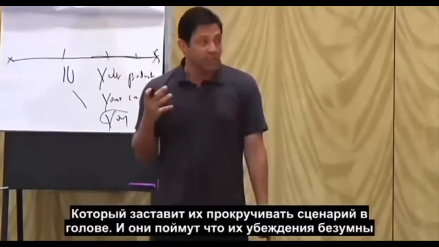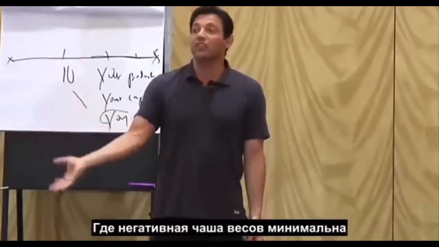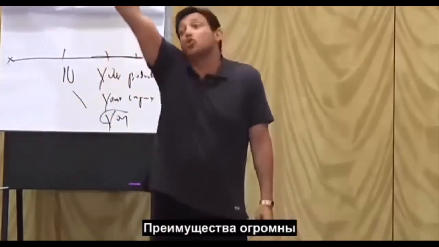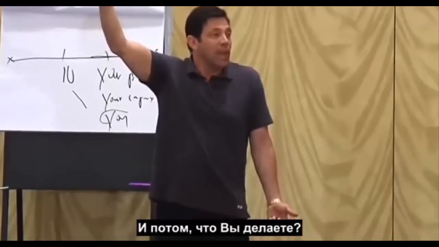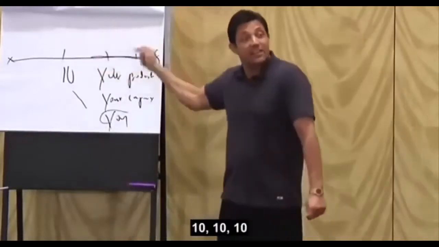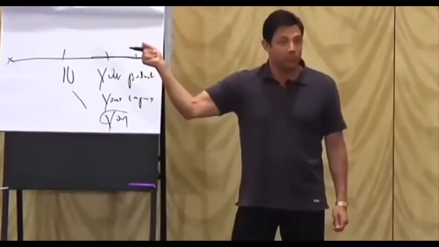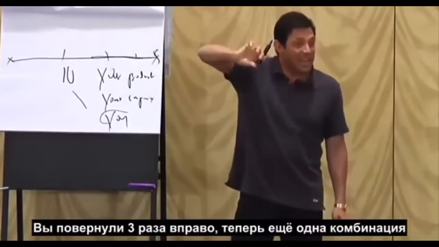But what's going to happen is you're going to run a pattern that's going to cause them to play out movies, and they're going to realize that their belief is crazy. You're going to create scenarios where the downside is played out and it's minimal. The upside's huge. They see themselves being loved and revered by all. And then what do you do? You run the 3 10s again. 10, 10, 10. Boom. Ask for the order. 3 turns to the right. Now another combination.